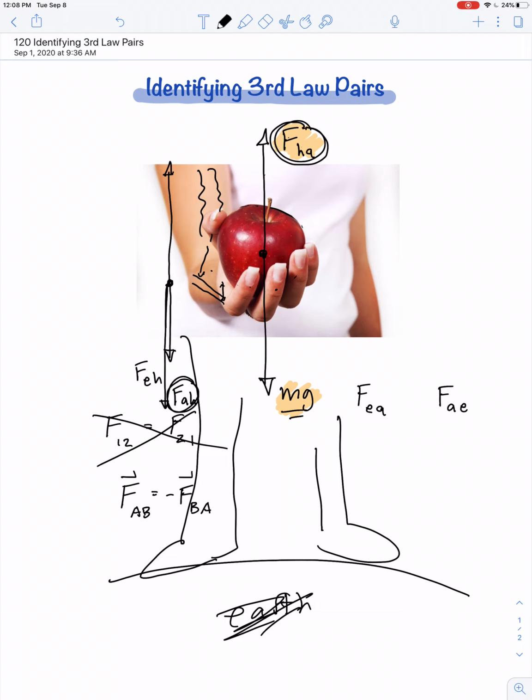I think the moral of this story is, just because two forces happen to be equal and opposite does not mean that they are guaranteed to be a third law pair. And if you see two forces that are equal and opposite acting on the same singular object, they're guaranteed not to be a third law pair.